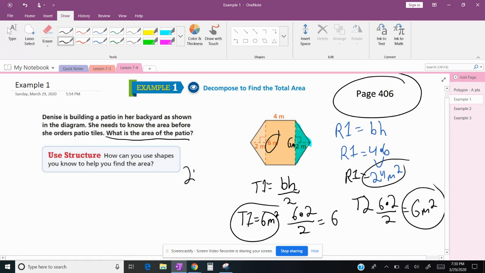So 24 meters squared plus 6 meters squared plus another 6 meters squared, and that's going to equal 36 square meters for the entire patio for that problem. So again, we're breaking things up into parallelograms and triangles.